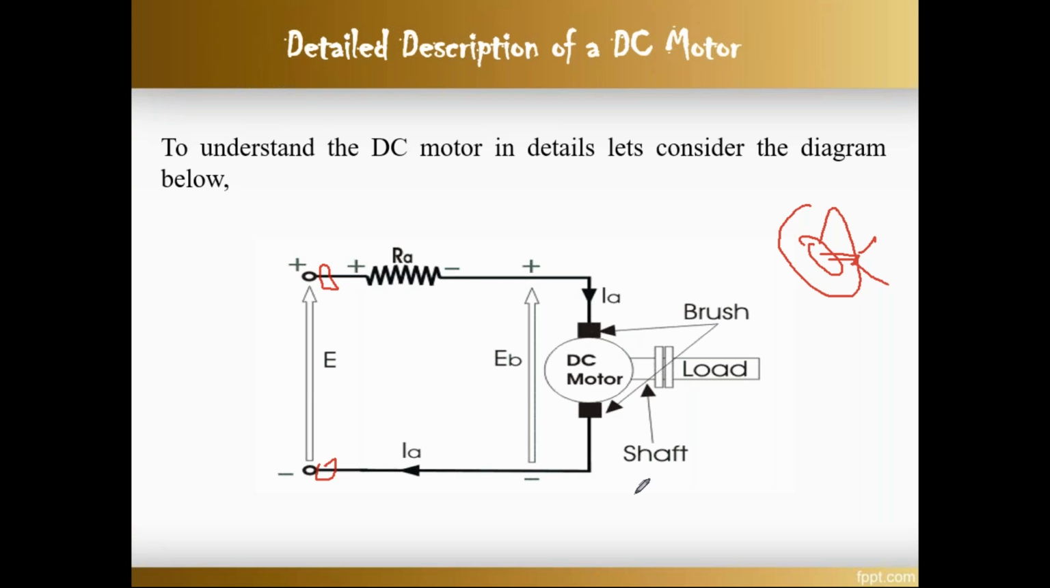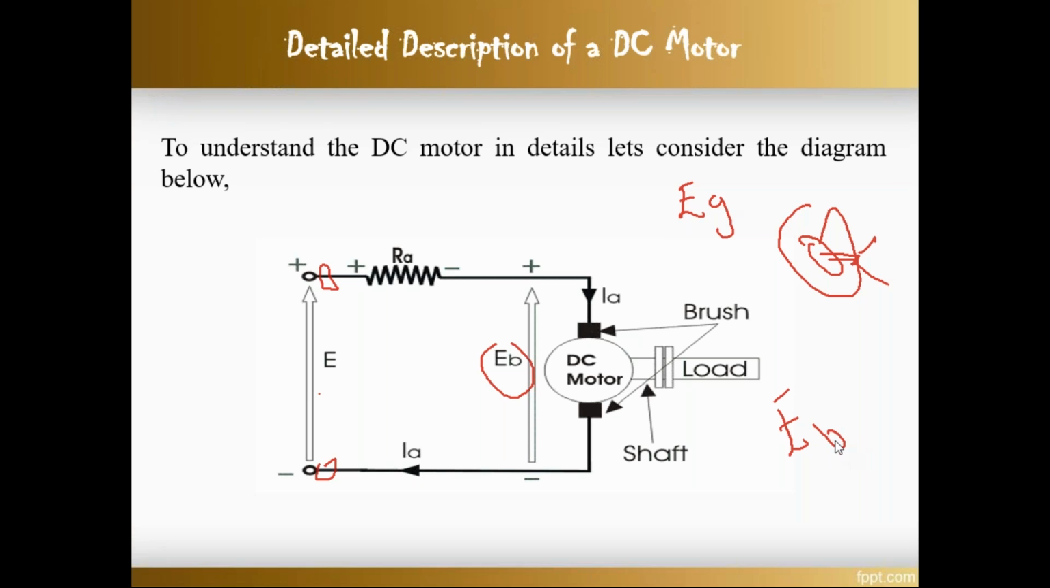Now as we saw in the DC generator, when mechanical energy is applied to the armature, an EMF will be induced, that is called the generated EMF. In this DC motor, when we apply the voltage E, due to this E an EMF is induced in the armature, that is called EB, back EMF. Do you know why we call it back EMF?